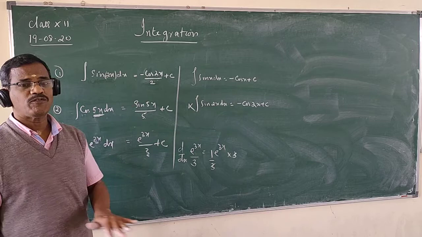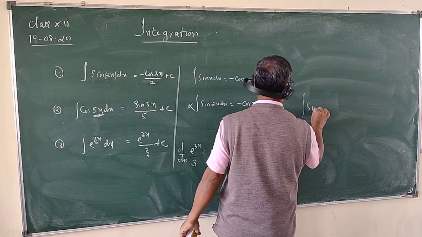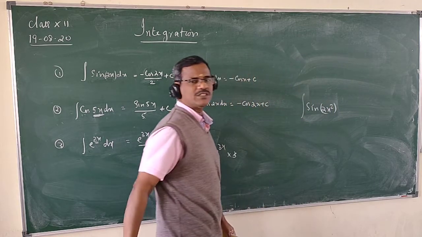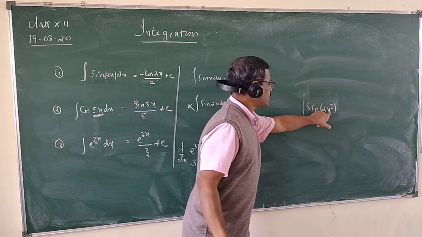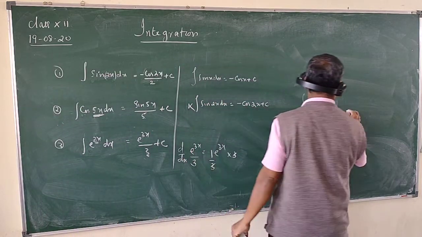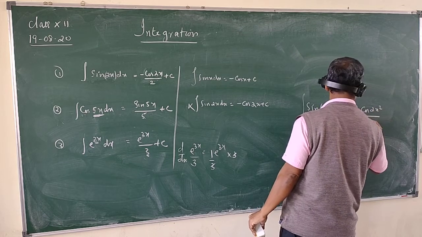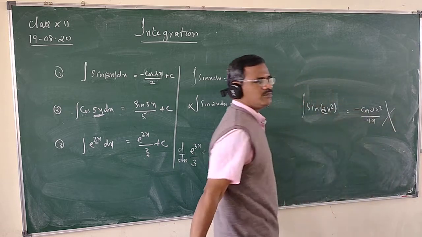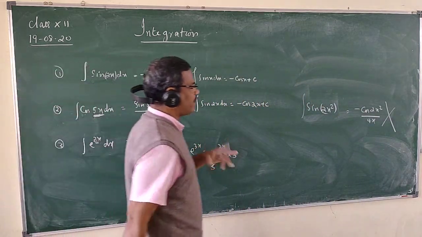This cannot be applied for all the cases. For example, if I want to find out the integral of sine 2x square, I cannot do it, because this is 2x square. Here you cannot write it as minus cos 2x square divided by the derivative of 2x square, which is 4x. That is wrong. You cannot do it. Why can we not do it?